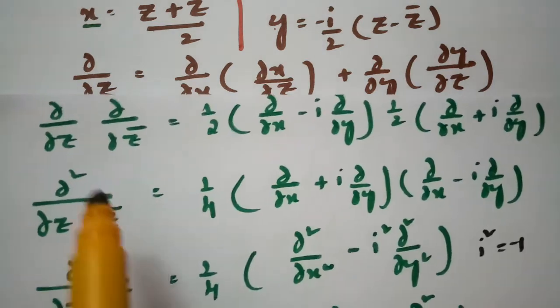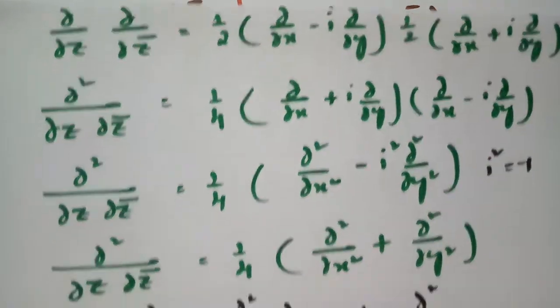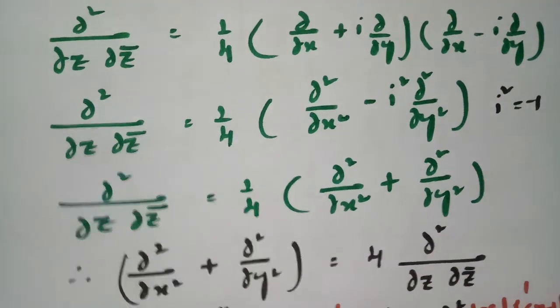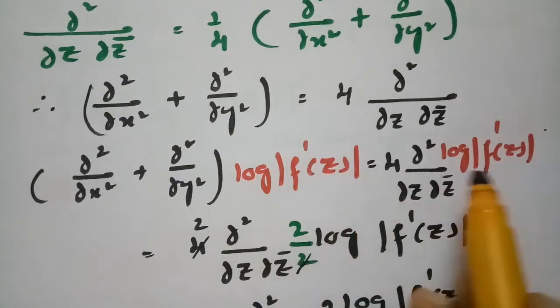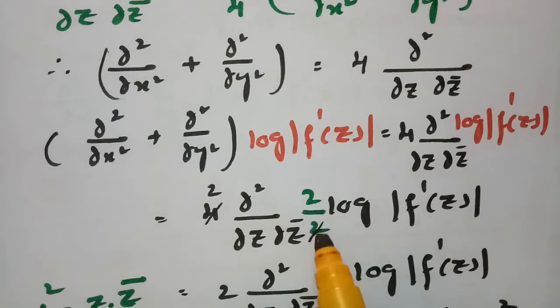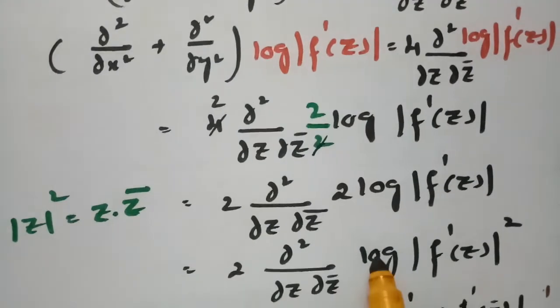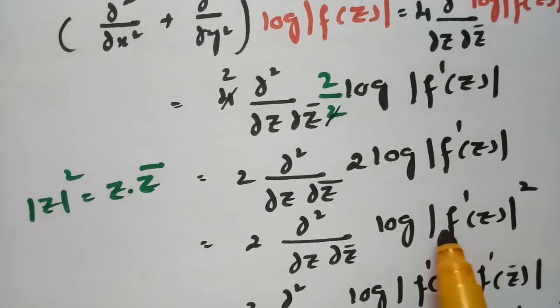So if I multiply these two equations, then see, (a plus b) into (a minus b) is a square plus b square, and we need this value, so I'm sending 4 to the other side. So from the question we have log of modulus of f'(z). I multiplied both sides with that term, with 2 and divided with 2. I sent this 2 as a power and cancelled for 2 times. So after sending this power, this is mod z square.